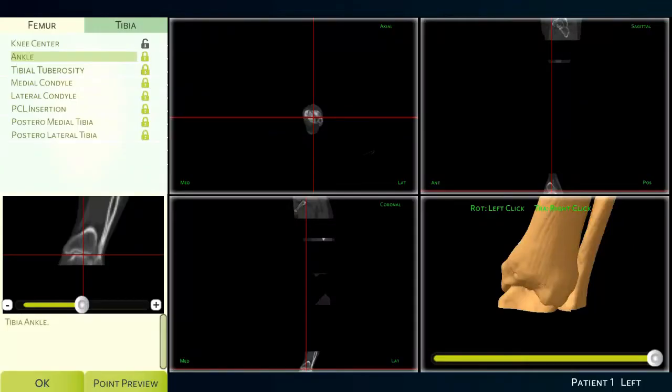The ankle. This landmark is used to define the ankle center, which is the center of the tibia and fibula at the ankle. The mechanical axis of the tibia is drawn between the knee center and the ankle center. The ankle center is the midpoint in both the coronal and the sagittal plane.